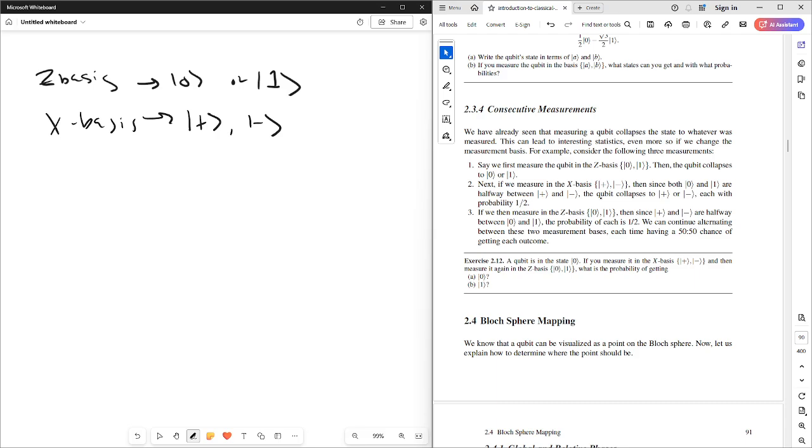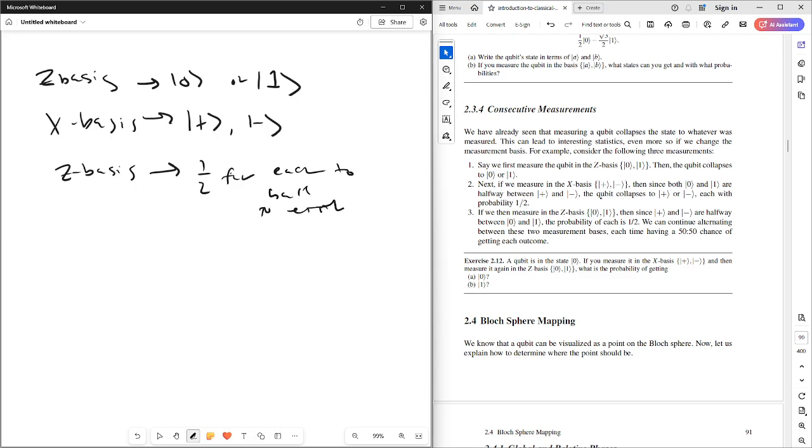Plus and minus are halfway in between 0 and 1. So if we measure in the z basis again, we now have a 50% chance for each to go back to either, if you can read this absolute Sanskrit, 0 or 1.